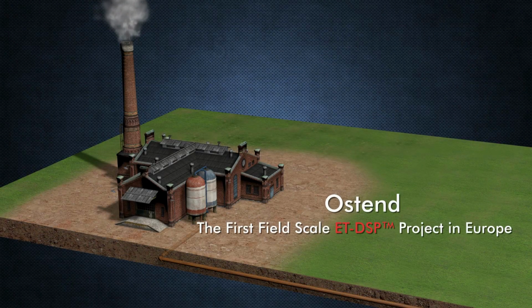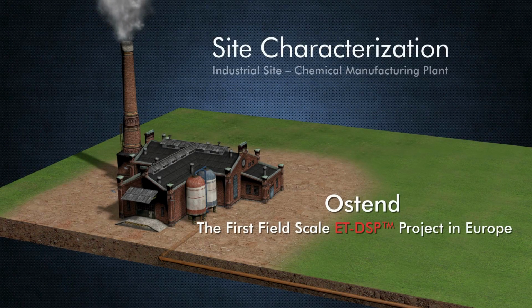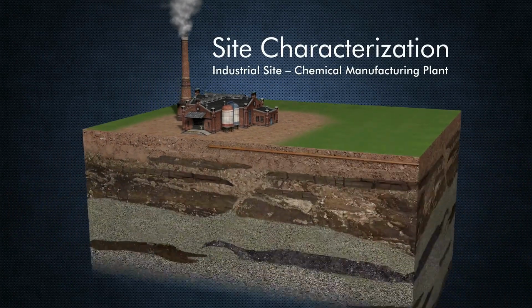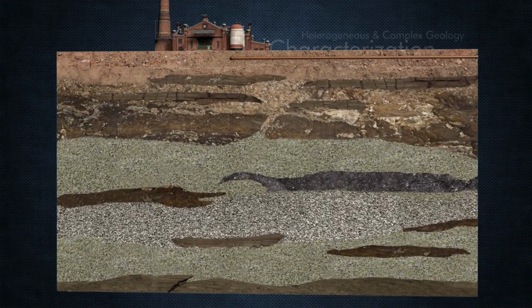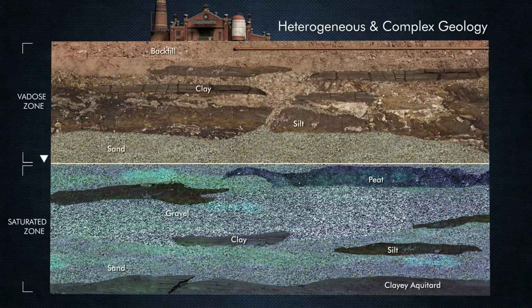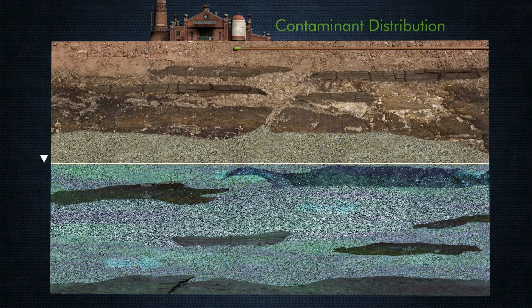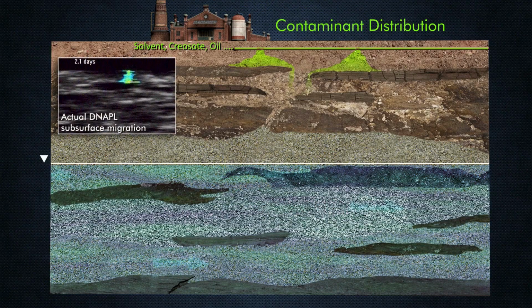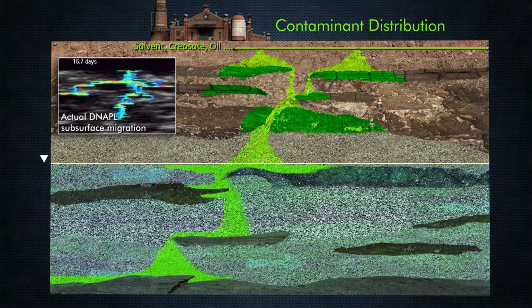Our first project, a large creosote site. The site is characterized by complicated geology with multiple layers of varying lithology. Each lithology has its own unique hydraulic, thermal and electrical properties. The soil is contaminated with over 50 different chemicals. The contaminant distribution in the soil is even more complex than the geology.